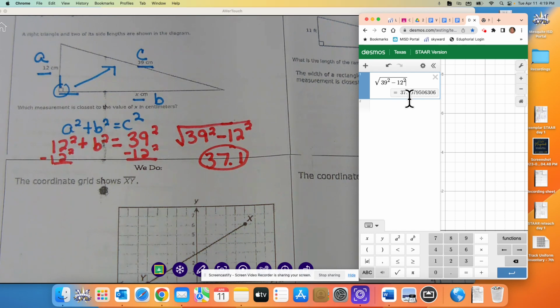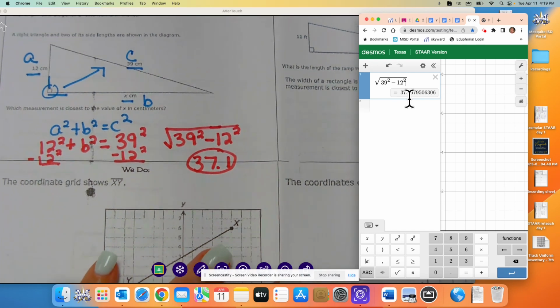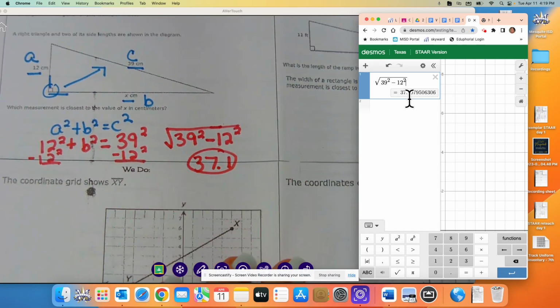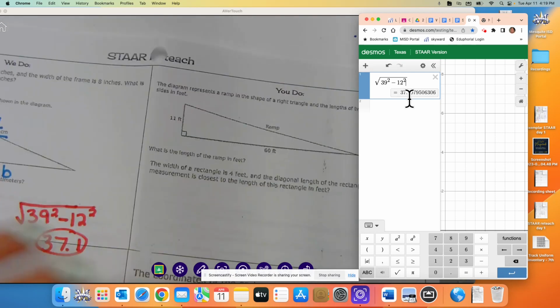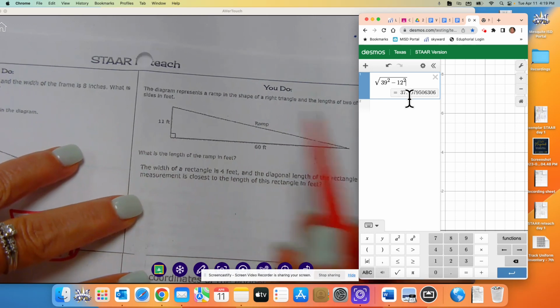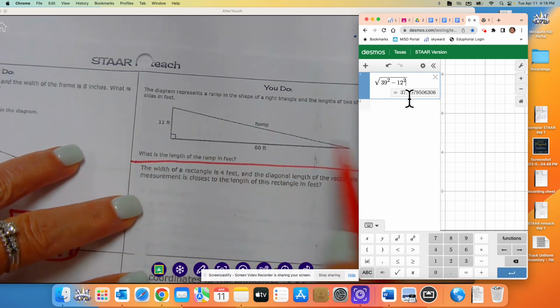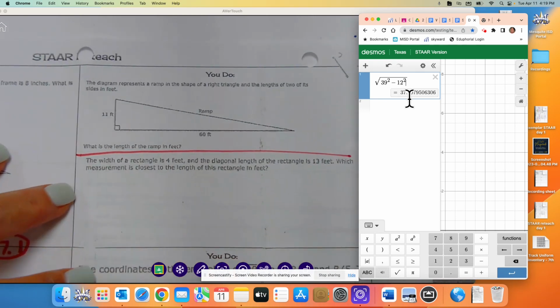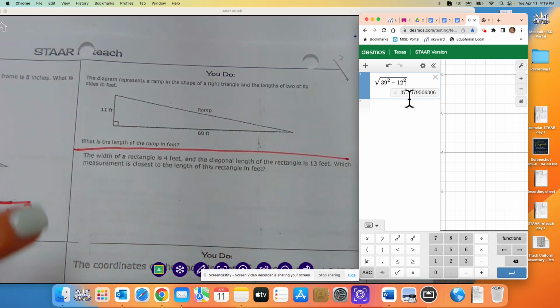Okay, so what I'm going to do is pause the video, and I want you to just do, okay, these are two different problems. So I just want you to do this one.